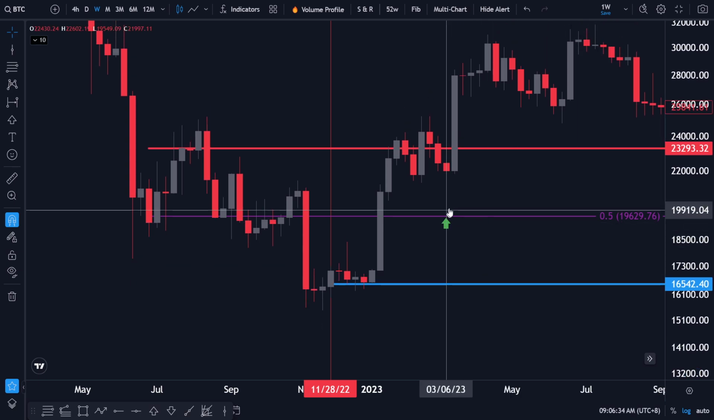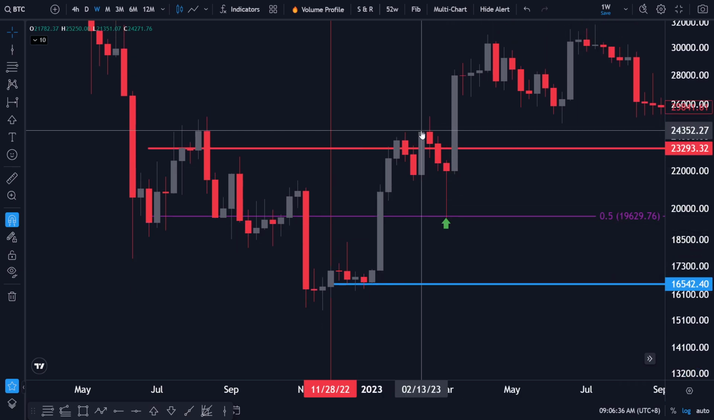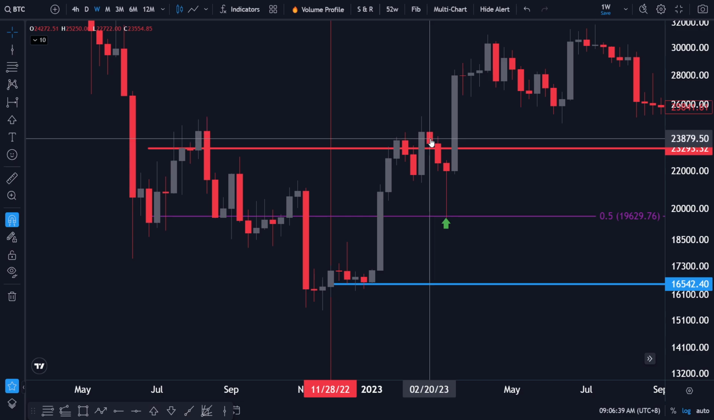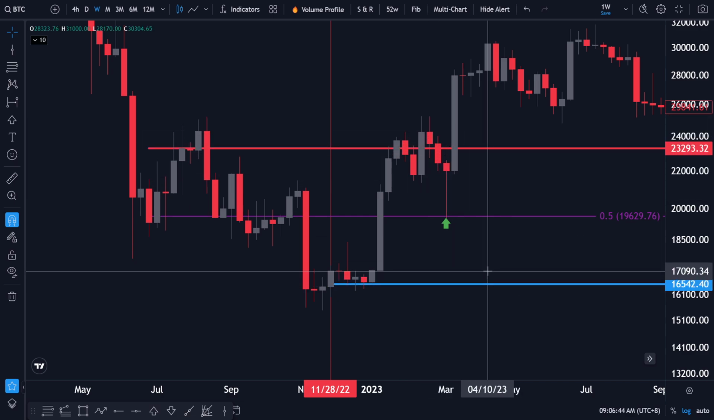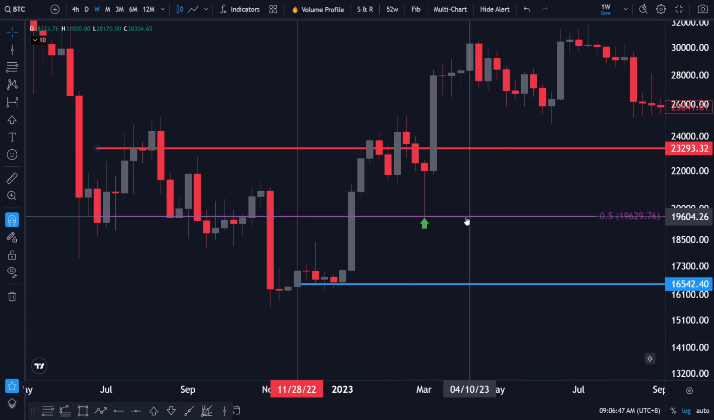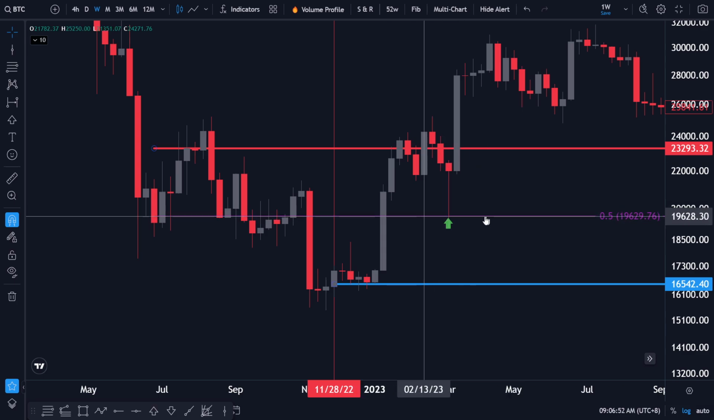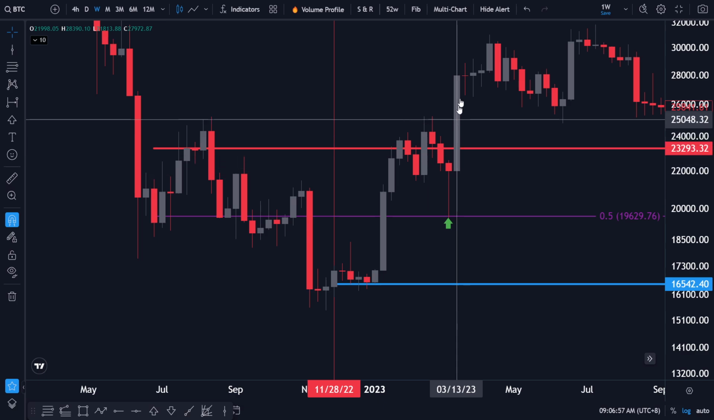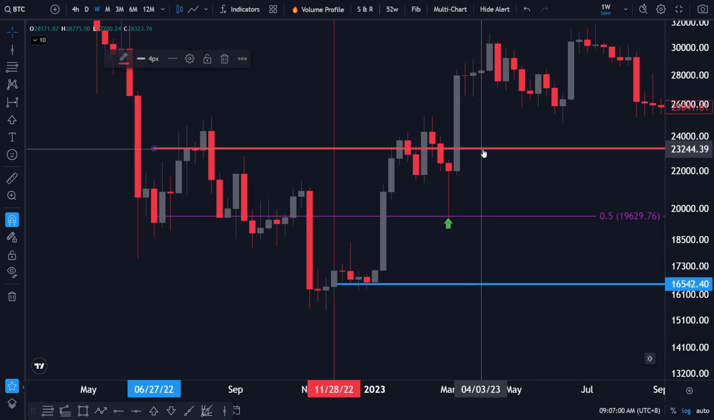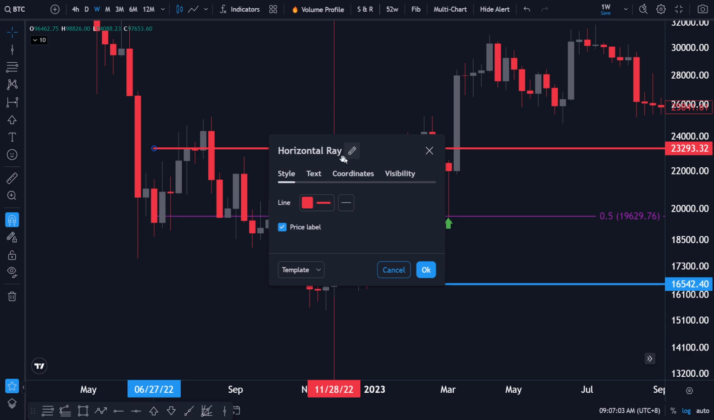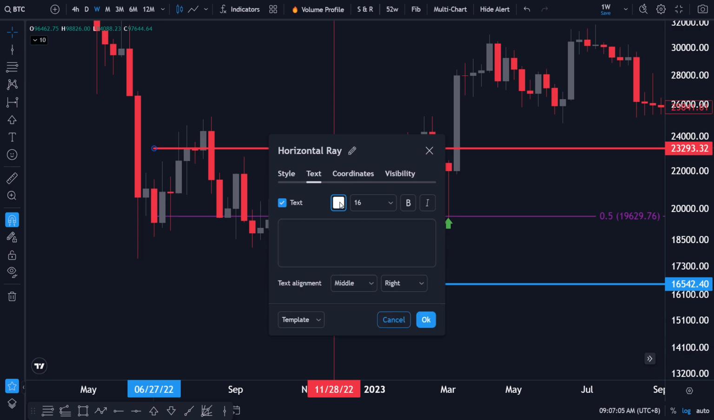So a retest is, it broke the structure here, and then 1, 2, 3 weeks of downtrend, and it retested the 0.5 level and it found support. After finding support, the following week it broke the structure, which we will call, let's put BOS here, BOS for break of structure.